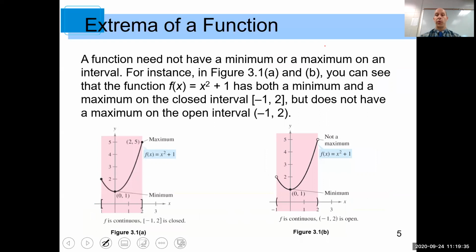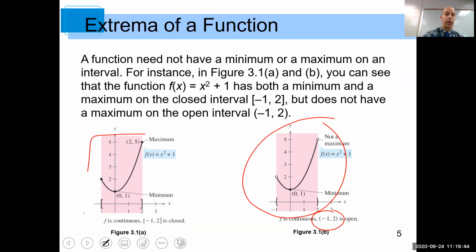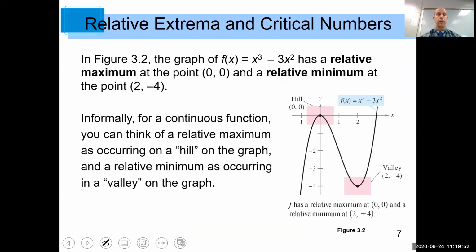If we look back at the previous slide, we can see here that it is not on a closed interval, therefore it does not have a maximum in this case. However, if we look at our first example, this function is continuous on the closed interval. It has a highest point and it has a lowest point.